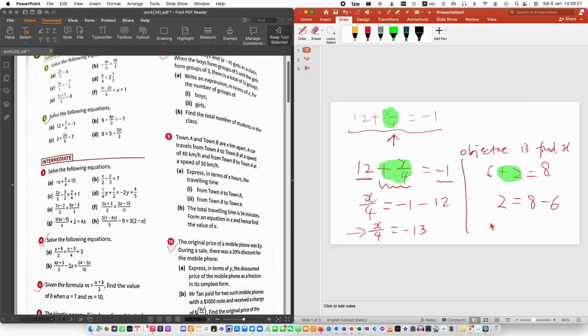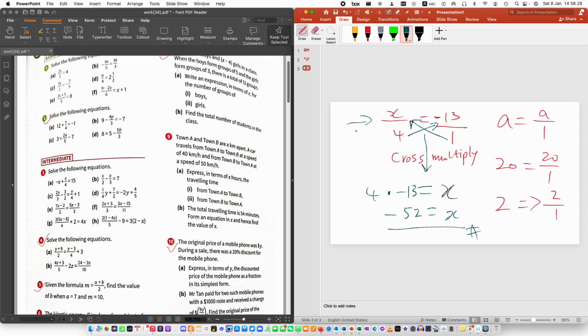So how do you reach this step? Your objective is to find x. You go and highlight your x term. Once you have an x term, give yourself a simple example: 2 equals 8 minus 6. Similarly, minus 1 minus 12. Once you reach this step, what do you do? Cross multiply. Once you cross multiply, you get the answer. Of course, before you can cross multiply, you need to convert this whole number into a fraction first.